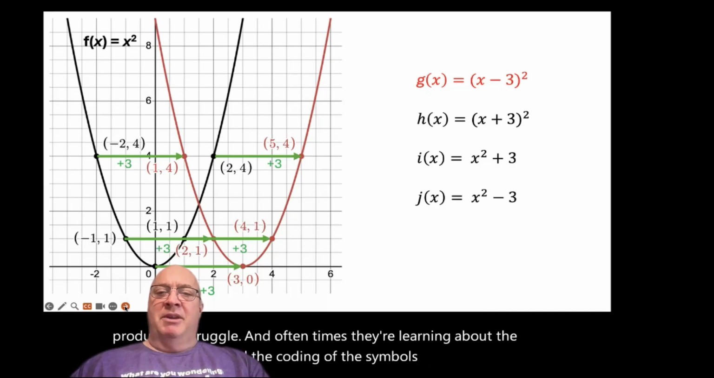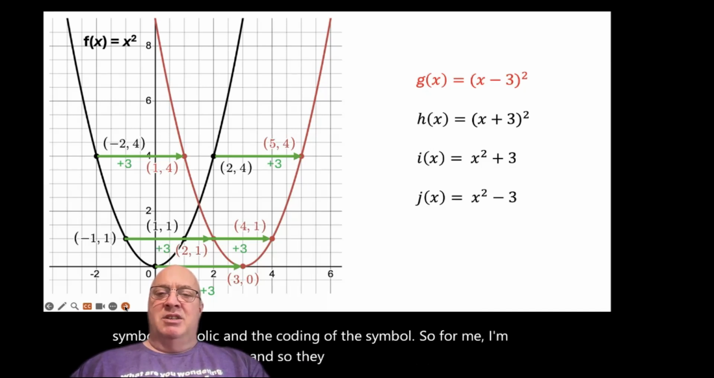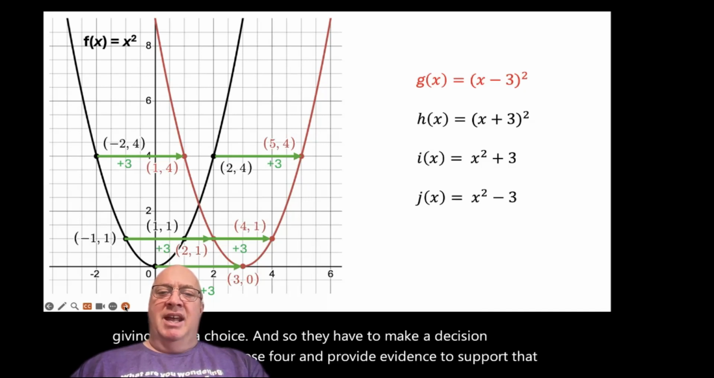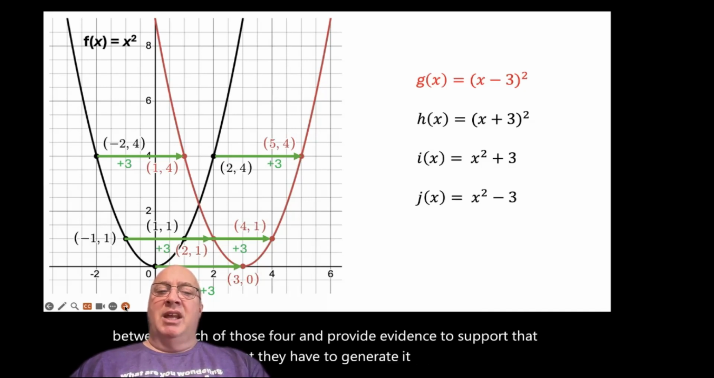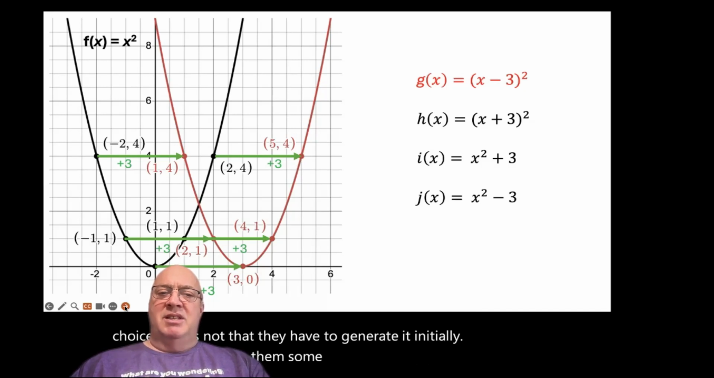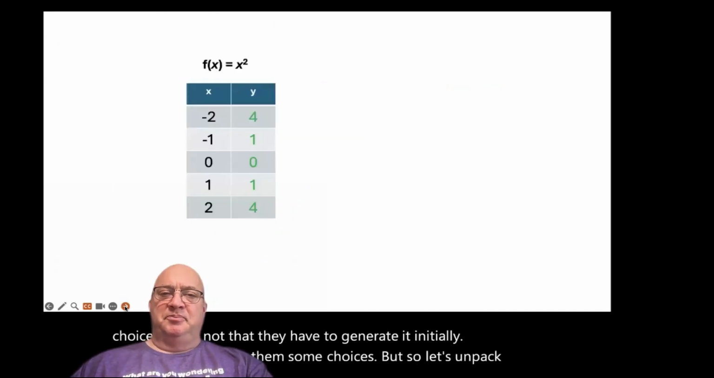So for me, I'm giving them a choice. They have to make a decision between which of those four and provide evidence to support that choice. So it's not that they have to generate it initially, but I'm going to give them some choices. But let's unpack this a little bit more.